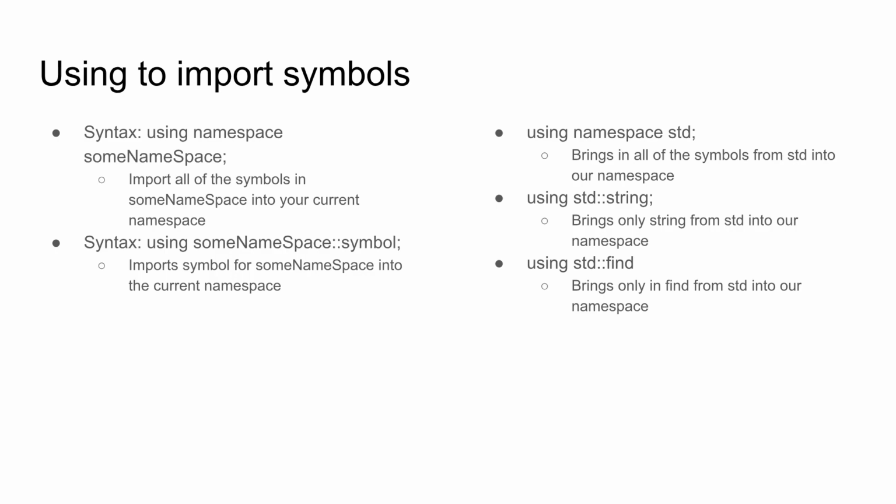If you wanted to bring in all the symbols from a namespace, it's using namespace, whatever that namespace is. Generally this is discouraged because the whole point of namespaces is to prevent name collisions. The more you import symbols into your current namespace, the more likely there's going to be a name collision and problems. So the recommendation is to not do that. But it exists.